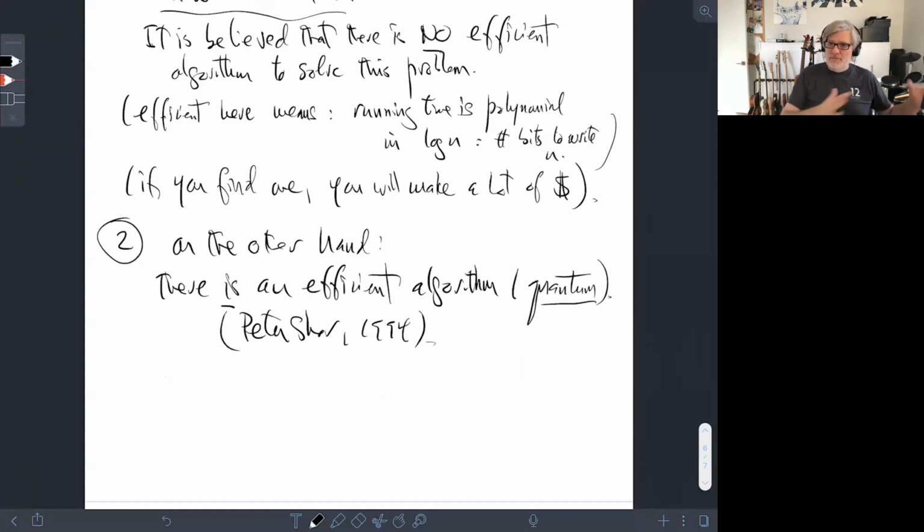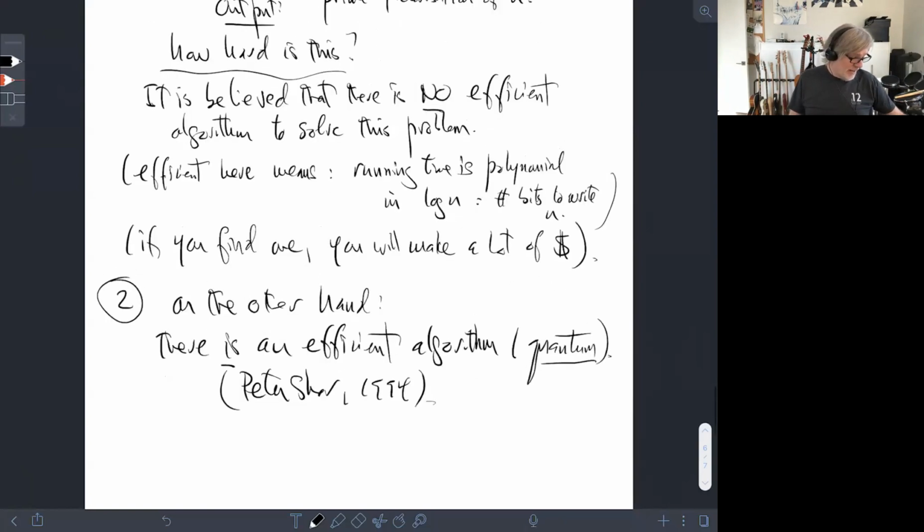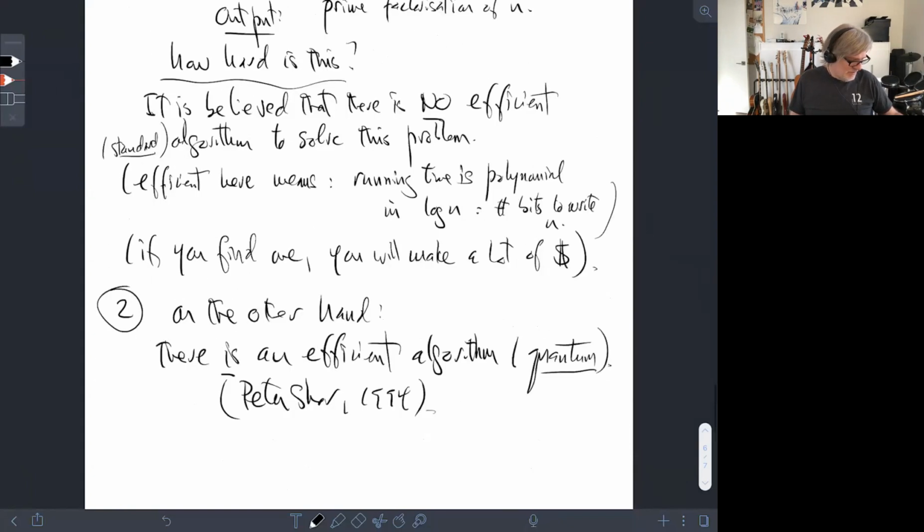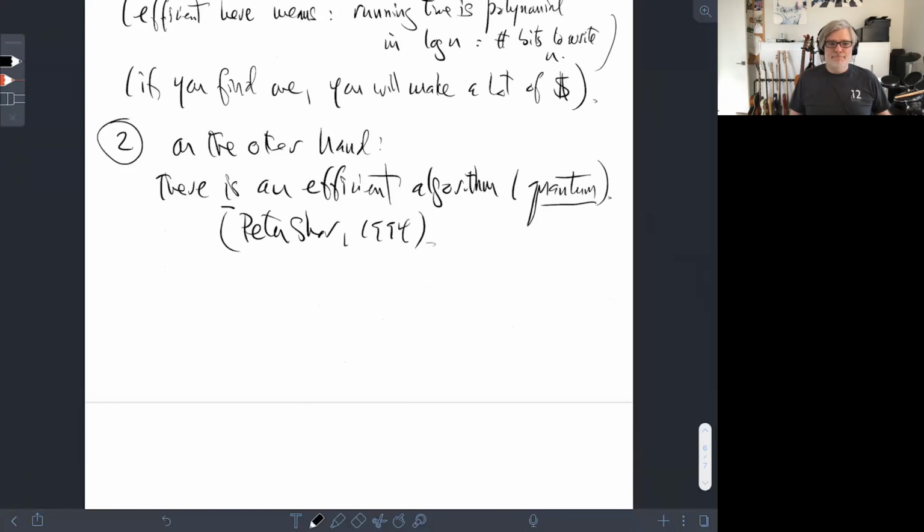But on a standard computer, no. You're right, I should have added, there is no known efficient standard algorithm.